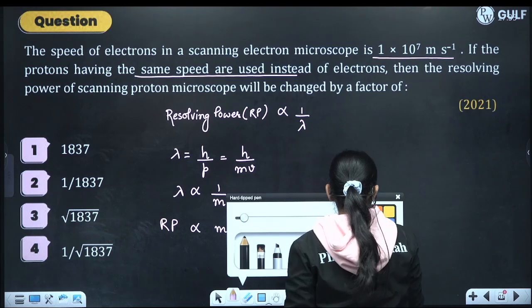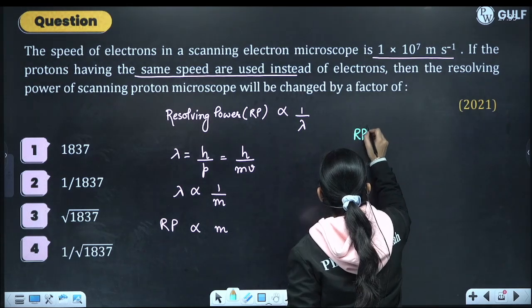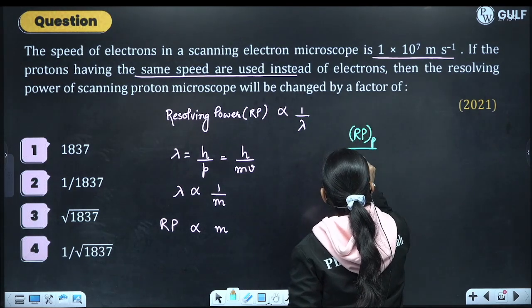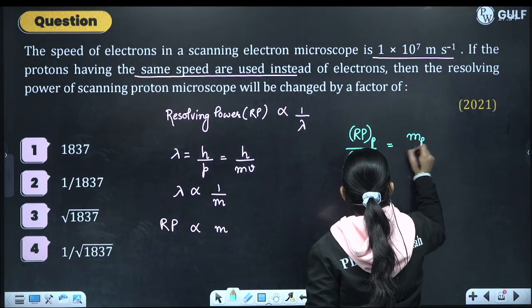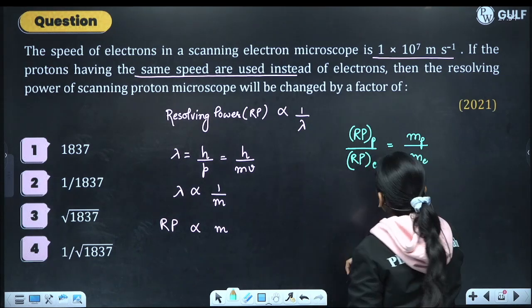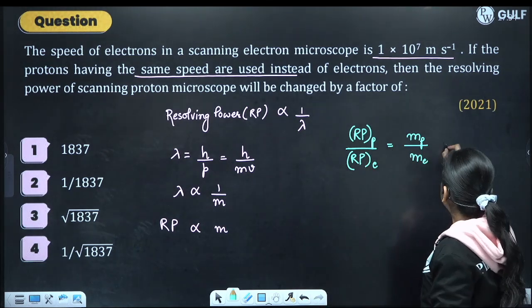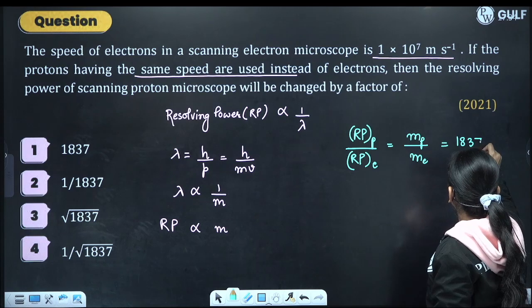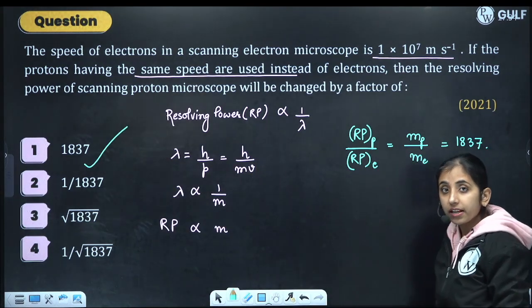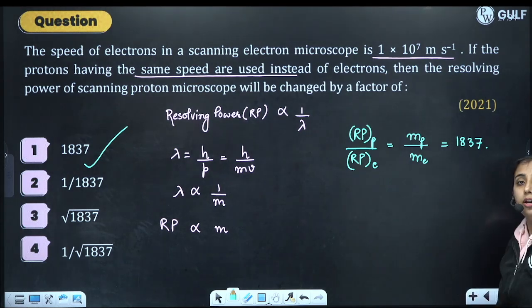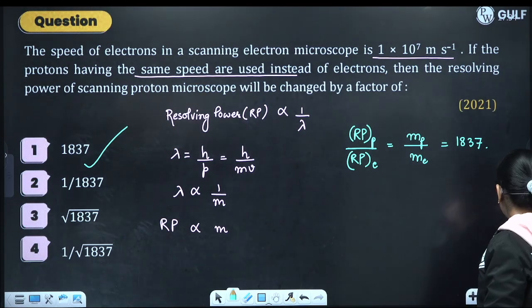So if we write resolving power of proton divided by resolving power of electron, this will be equal to mass of proton by mass of electron. So resolving power will be changed by a factor of 1837, because we know that proton is 1837 times heavier than electron. So option number A will be the answer.